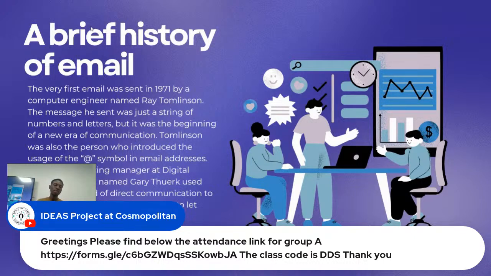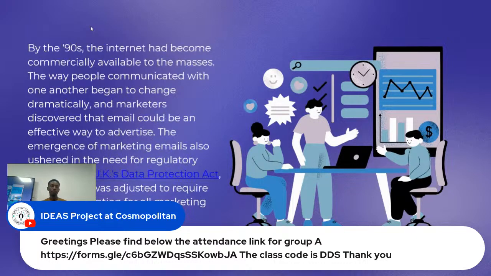So in 1978, a marketing manager at Digital Equipment Corp named Gray used this new method of direct communication to send out the first commercial email to let people know about a new product. So by the 90s, the internet had become commercially available to the masses.